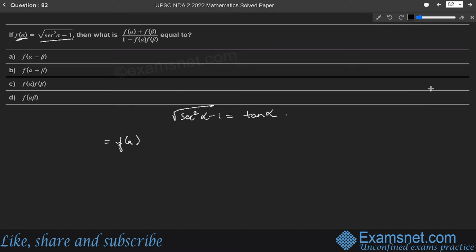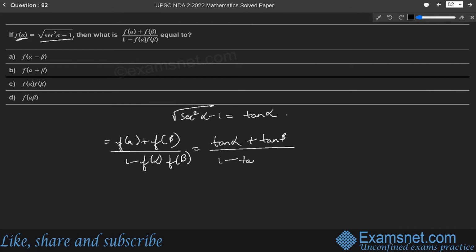Therefore, f of alpha plus f of beta upon 1 minus f of alpha into f of beta will be equal to tan alpha, because f of alpha is tan alpha, plus tan beta upon 1 minus tan alpha tan beta. We are just putting the values here. It is the formula for tan alpha plus beta. But here in the question it is f alpha, so it will be f alpha plus beta. So the correct option is option number B, which is f alpha plus beta. I hope this question is clear to you.